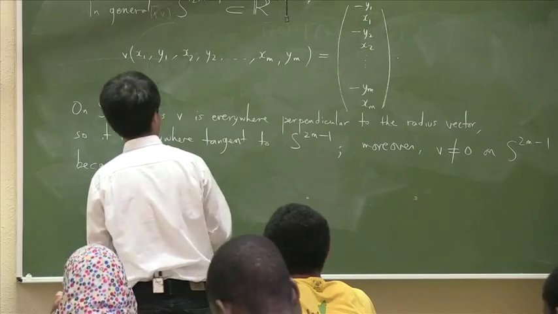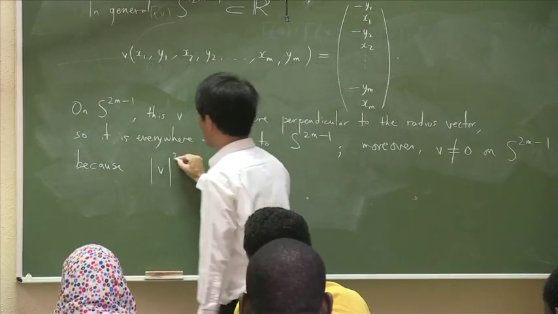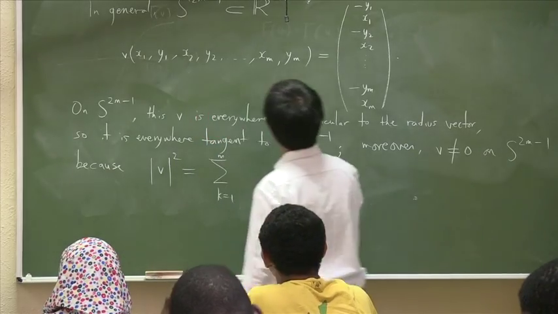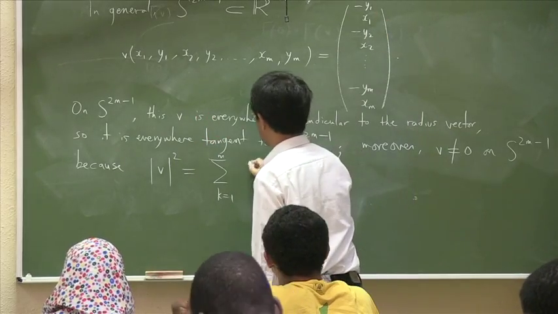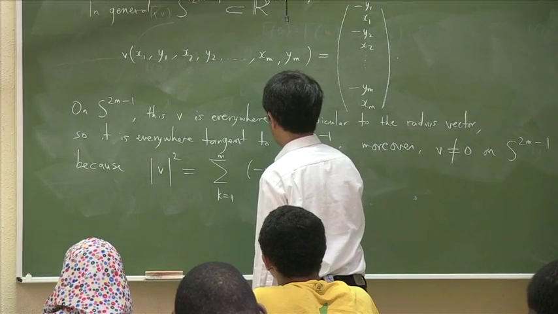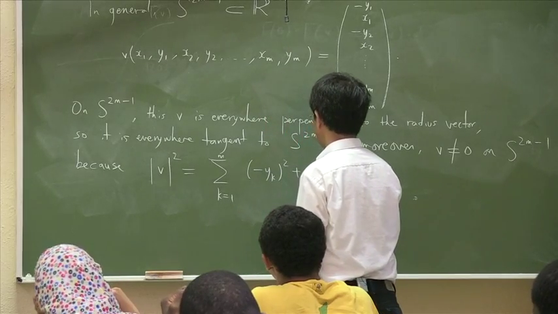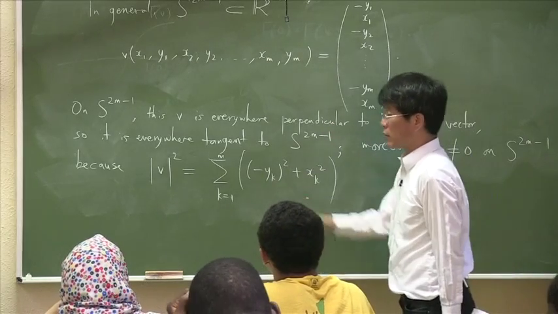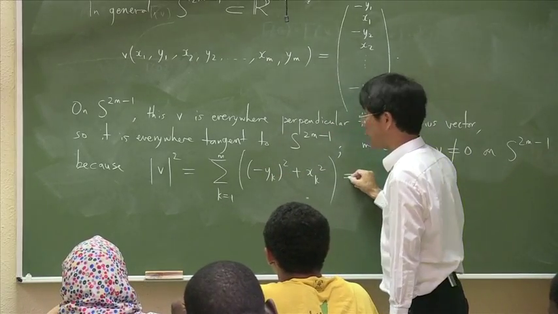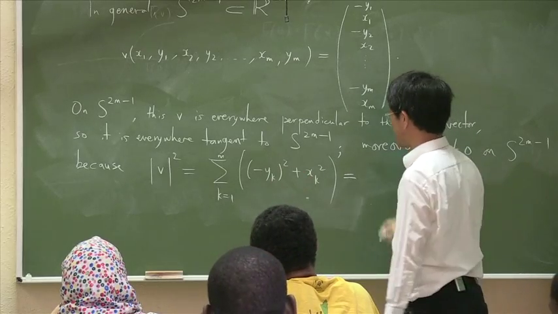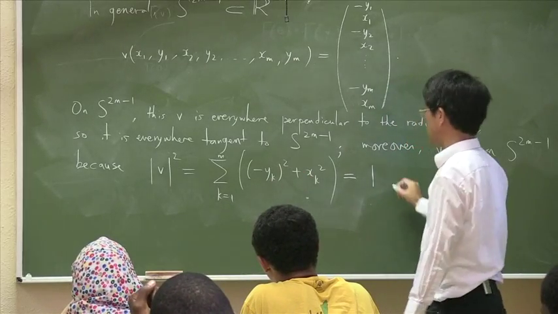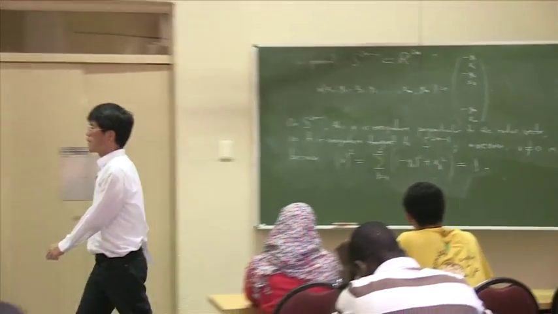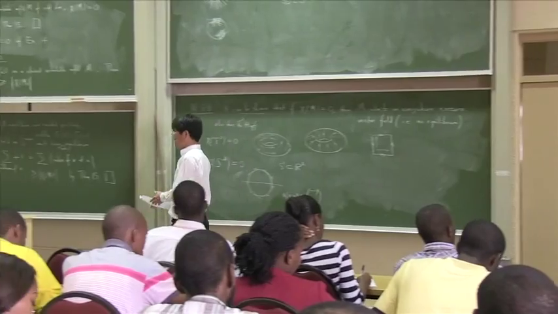look at the magnitude of V, V squared. It is equal to the sum over k, k from 1 to m, of all these components, which is equal to minus yk squared plus xk squared. Right? But what is this? Well, we are on the sphere, that is, the sum of these things must be equal to 1. And that's non-zero. Okay. That's very good.